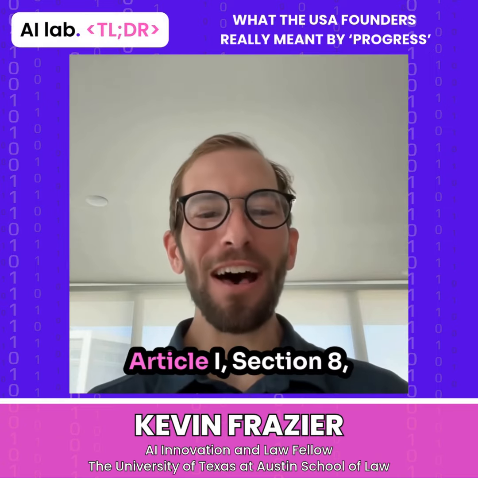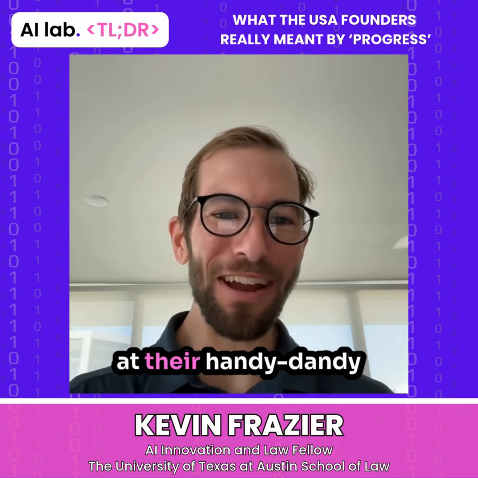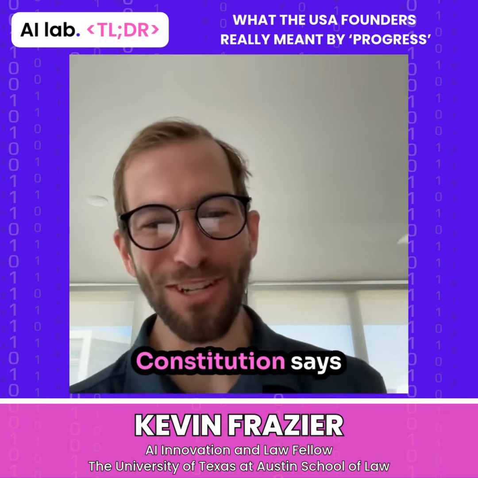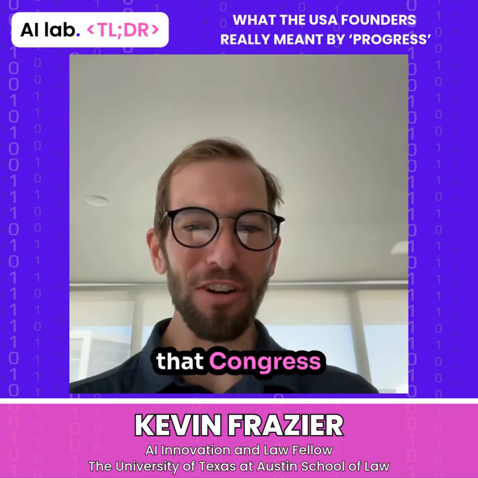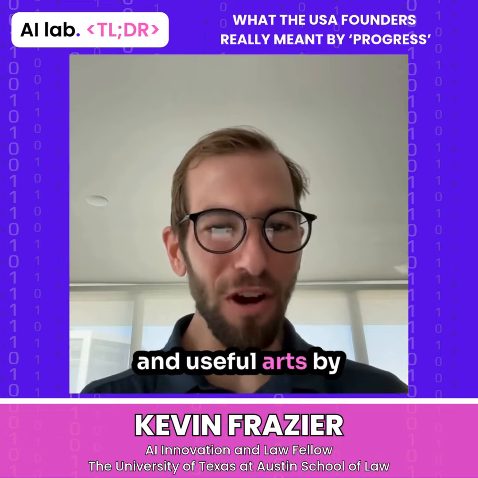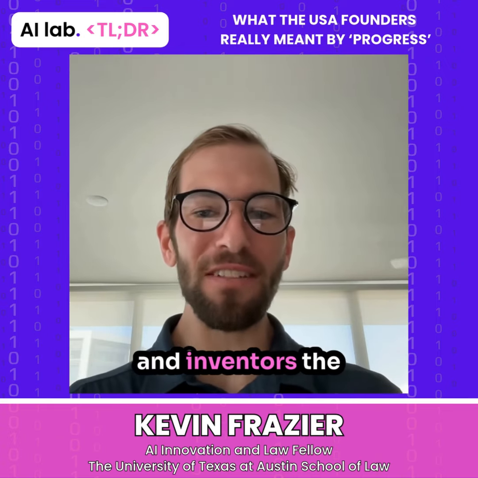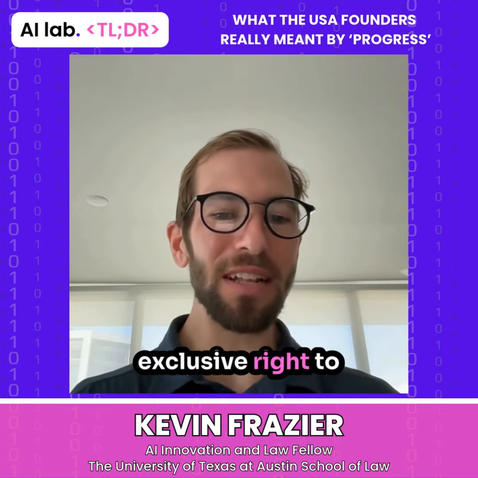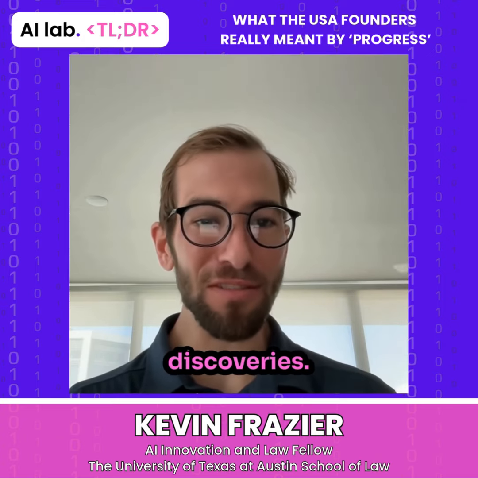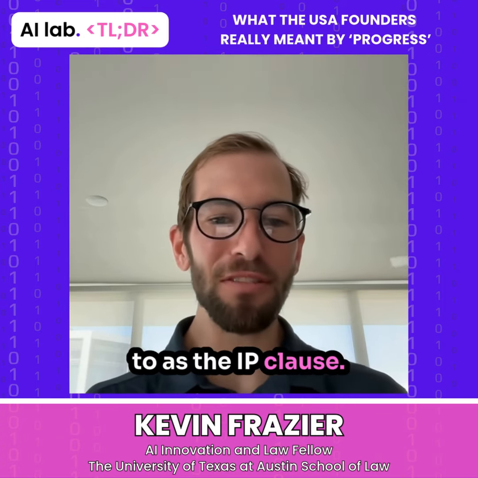Yeah, so Article 1, Section 8, Clause 8, for those who aren't looking at their handy dandy pocket Constitution, says that Congress can promote the progress of science and useful arts by securing for limited times to authors and inventors the exclusive right to their respective writings and discoveries. So that's the intellectual property clause, what I'll refer to as the IP clause.